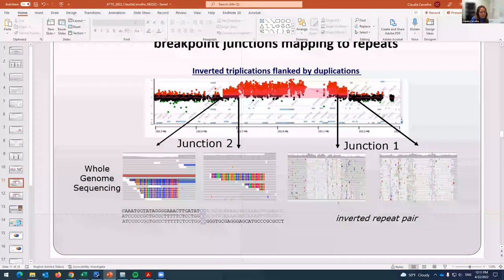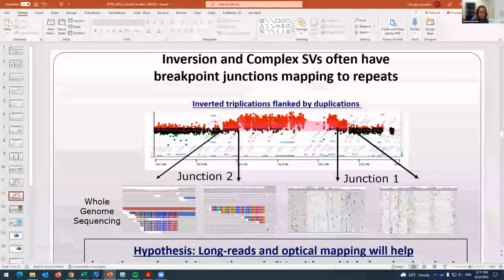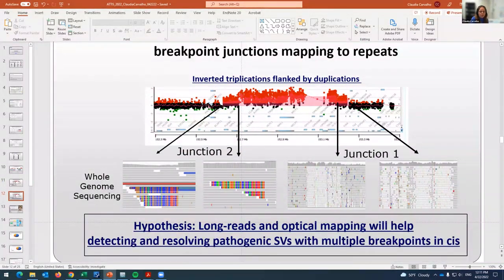So our hypothesis is that using long reads and optical mapping in these types of patients, we will be able to detect and resolve pathogenic structural variants that have multiple breakpoints in cis.